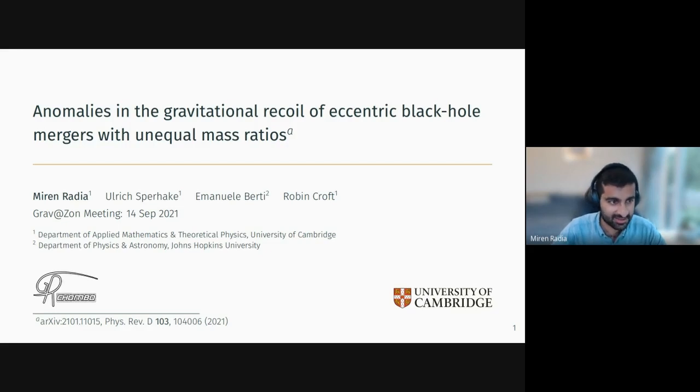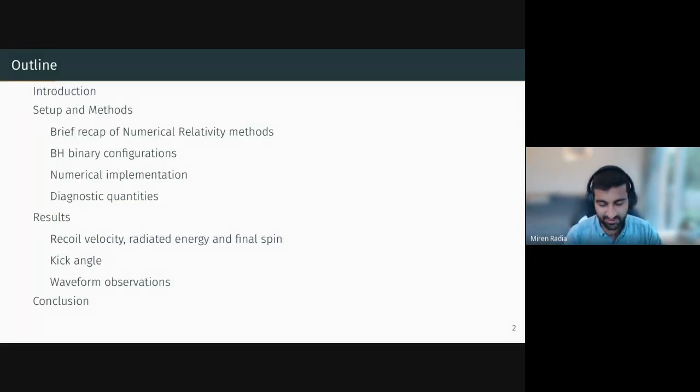Anyway, let's move on. Briefly, I'll go through the introduction and motivate what the point of what we're doing is. And then I'll talk about the setup and methods that we use. So, a brief recap of numerical relativity. We'll talk about the black hole binary configurations that we considered, the particular numerical implementation, and the diagnostic quantities that we looked at in order to compute the results, which is the final part of the talk.